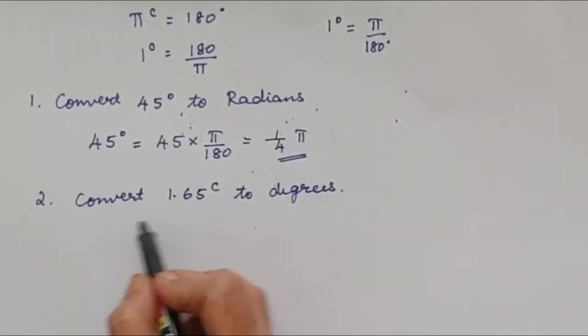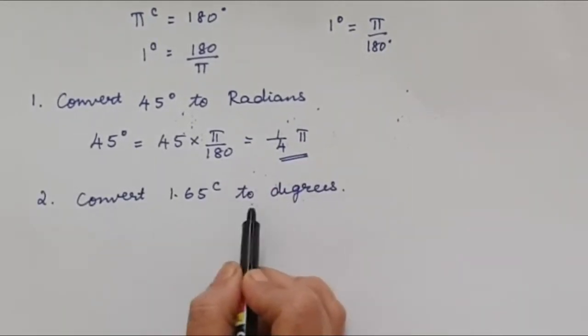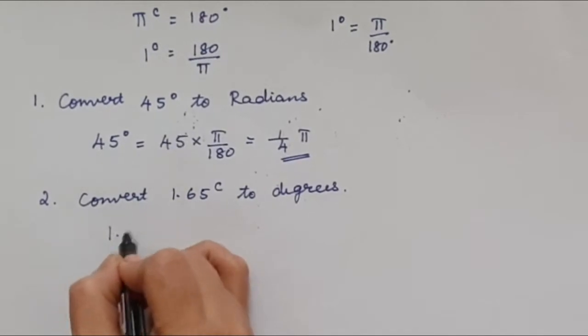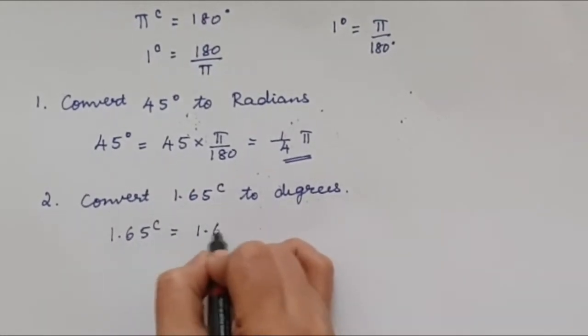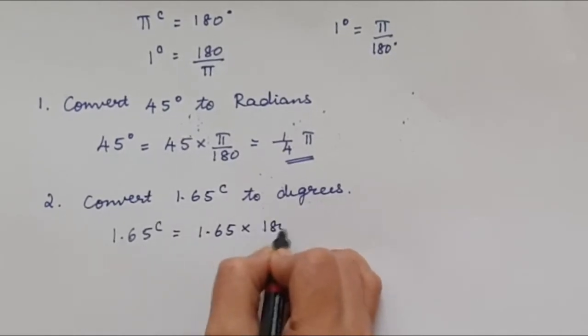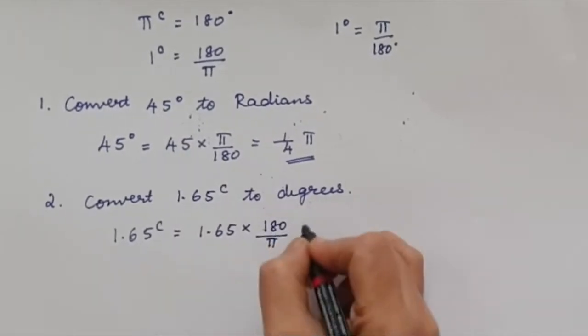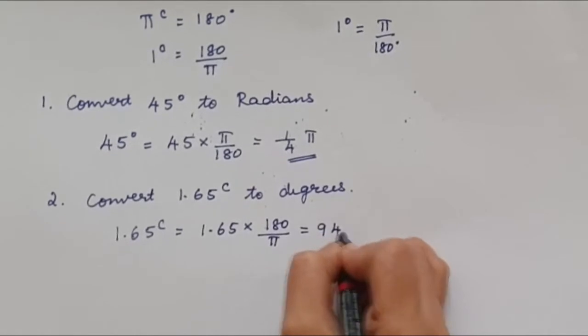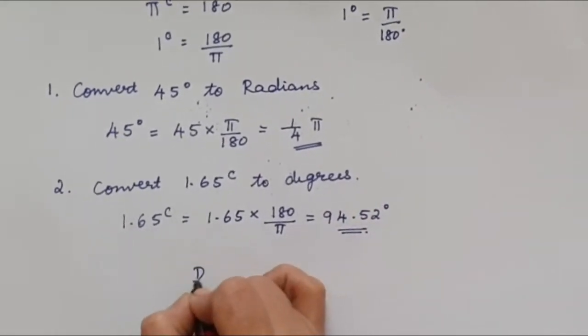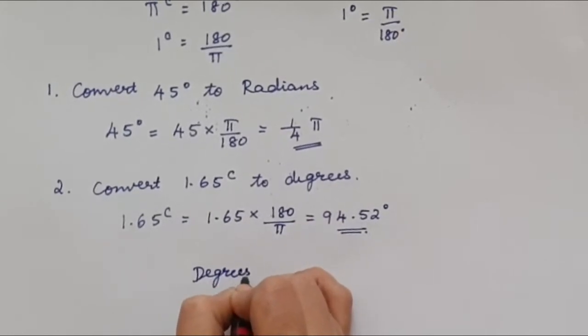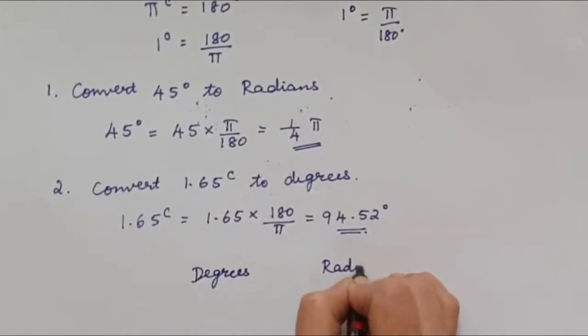Now the next thing, convert 1.65 radians to degrees. So 1.65 radians we need to convert into degrees. So 1.65 into 180 divided by pi. So it will be equal to 94.52 degrees.